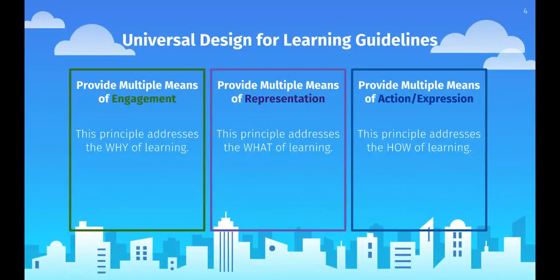The 3 principles are specific to 3 areas of the brain. The engagement principle, which addresses the why of learning, is aligned with the brain's affective network. The representation principle addresses the what of learning, which aligns with the brain's recognition network. And the action expression principle addresses the how of learning, aligned with the brain's strategic network. Since then, CAST has continued to grow and develop with the goal of learning for all students.